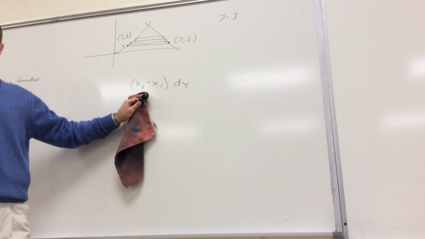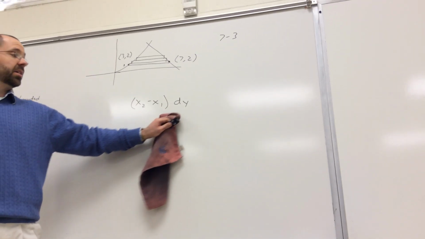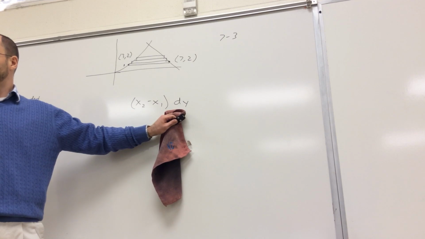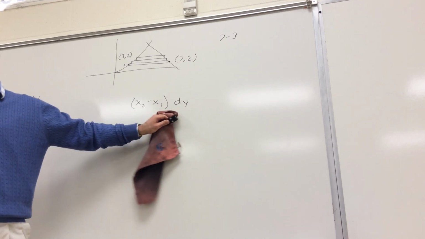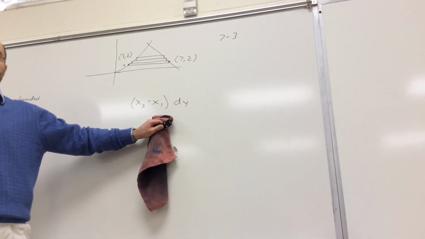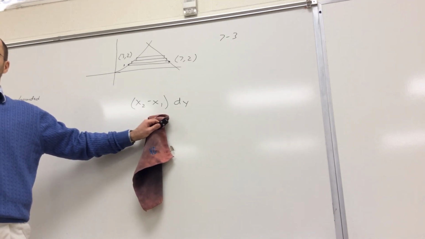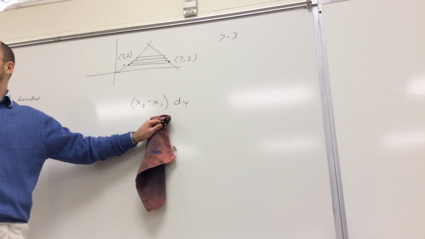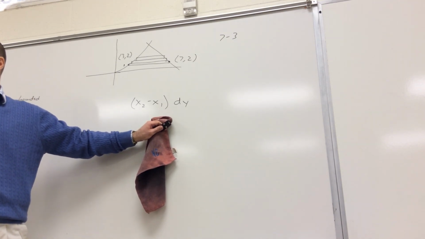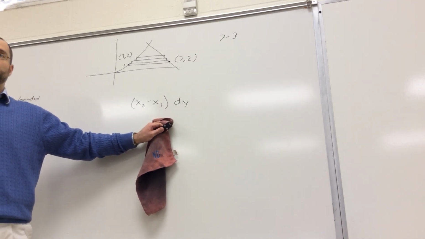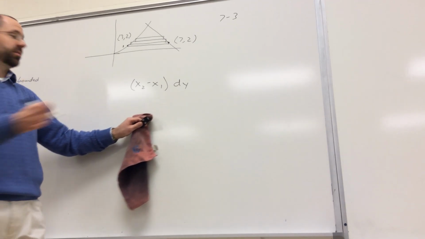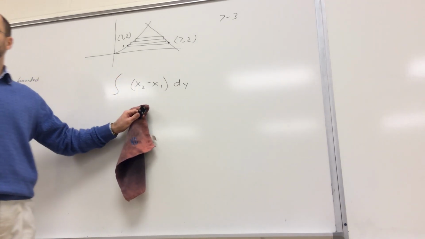All right, so we've got x2 minus x1, that's the length of the rectangle. dy, that's the width of the rectangle. And then when you multiply them together, that's the area. That's only the area of one rectangle. We've got a bunch of them stacked up on top of each other, right? So how do you add up all of those? Integral sign, add them all up.